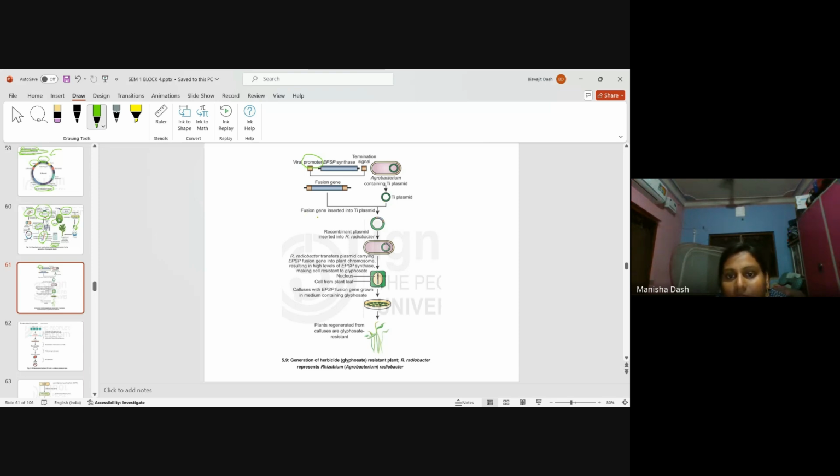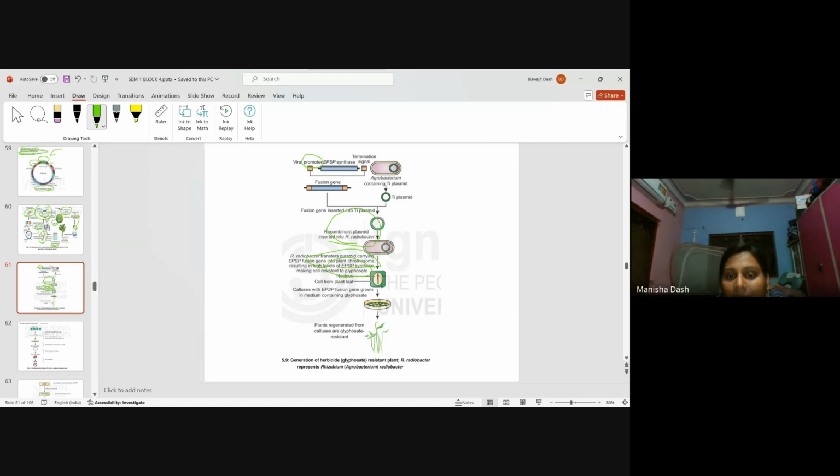So you have the fusion gene inserted into the Ti plasmid. The recombinant plasmid is inserted into Agrobacterium, which is the host bacterium for growing the plasmid. Then the Agrobacterium vector transfers the plasmid carrying the EPSP fusion gene into the plant chromosome, resulting in high levels of EPSP synthase, making the cell resistant to glyphosate. Okay.